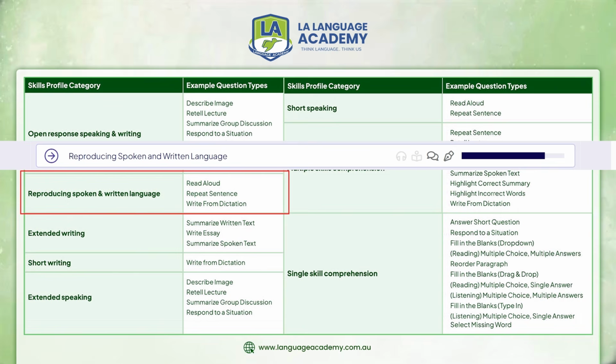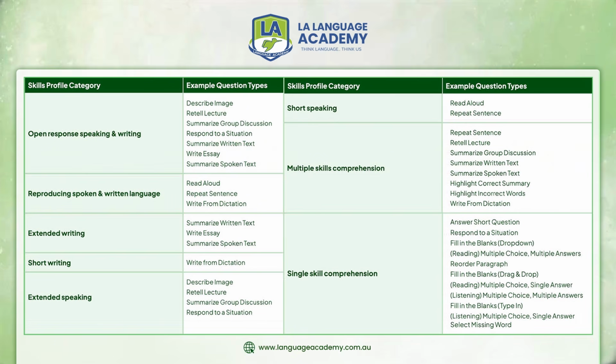Because the short speaking is full, you have messed up your write from dictation. That is how you figure out which question types you have to work on, what you have done correct, and what are things you need to be careful about.